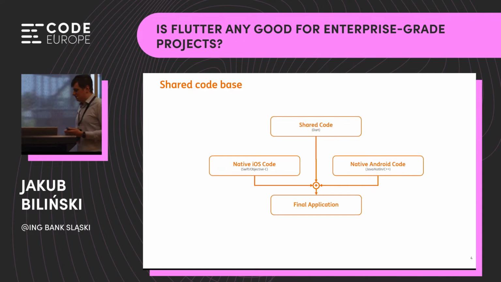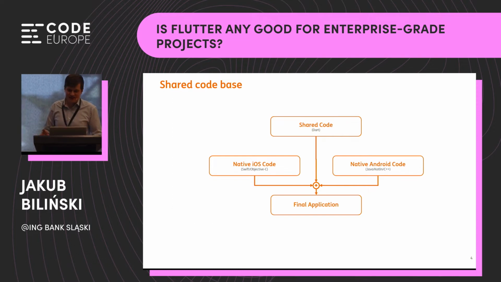You know, most business logic in applications can be shared and should be shared, and some aspects that are really platform specific can be added in native code, like Java, Kotlin, and C++ on Android, and Swift and Objective-C on iOS. It can then be mixed, and we will get a final application.